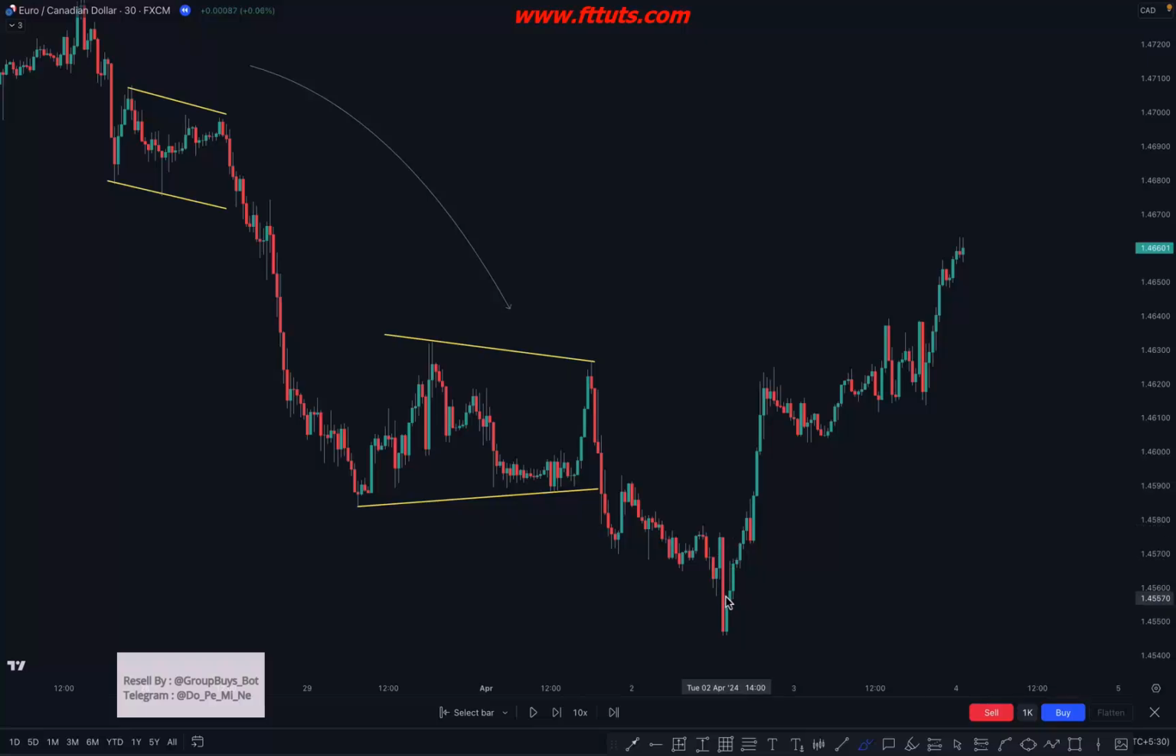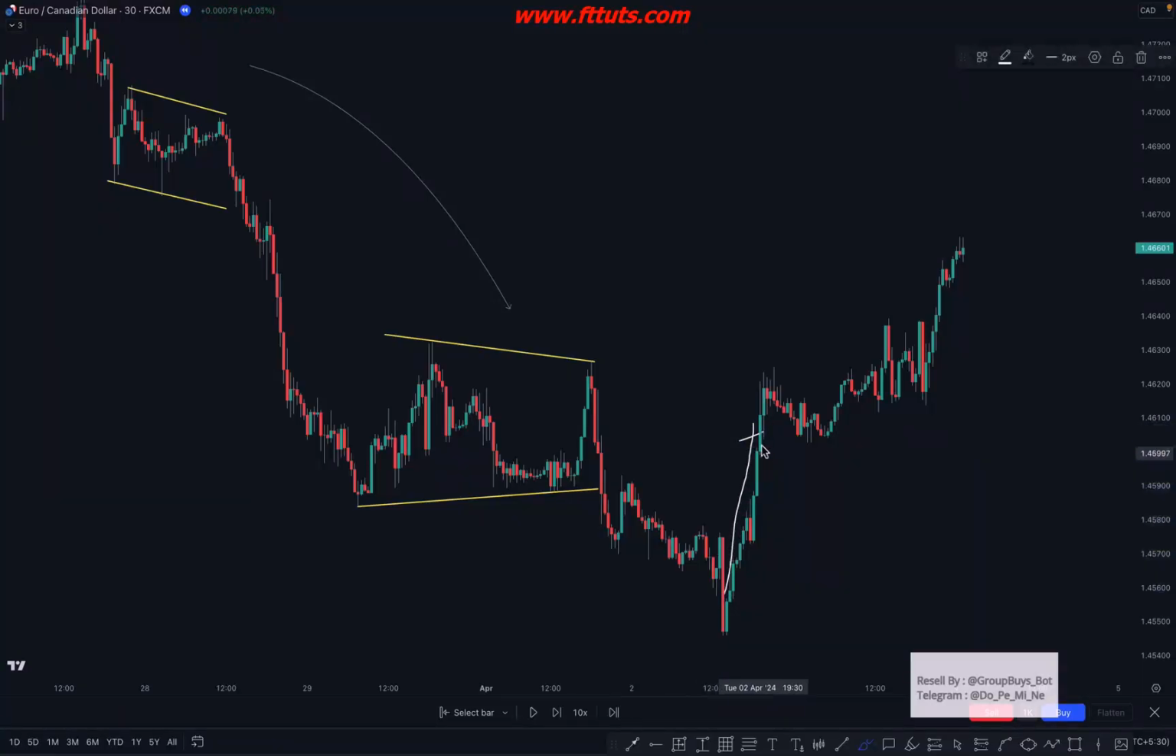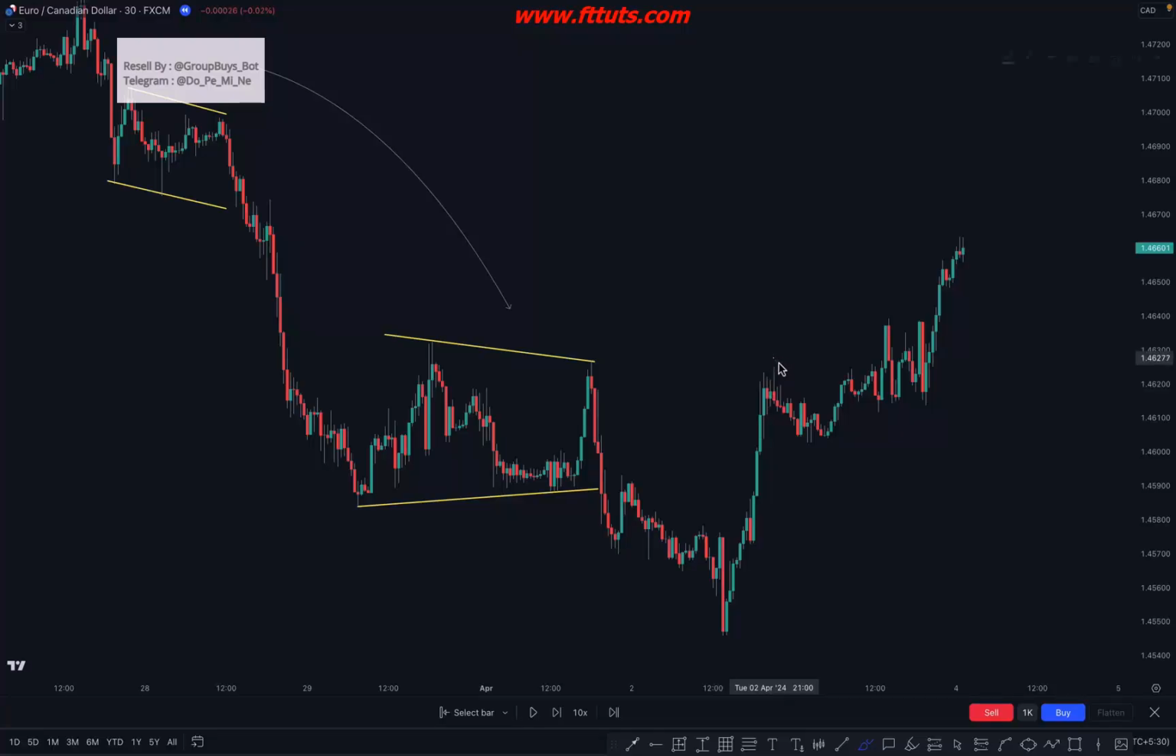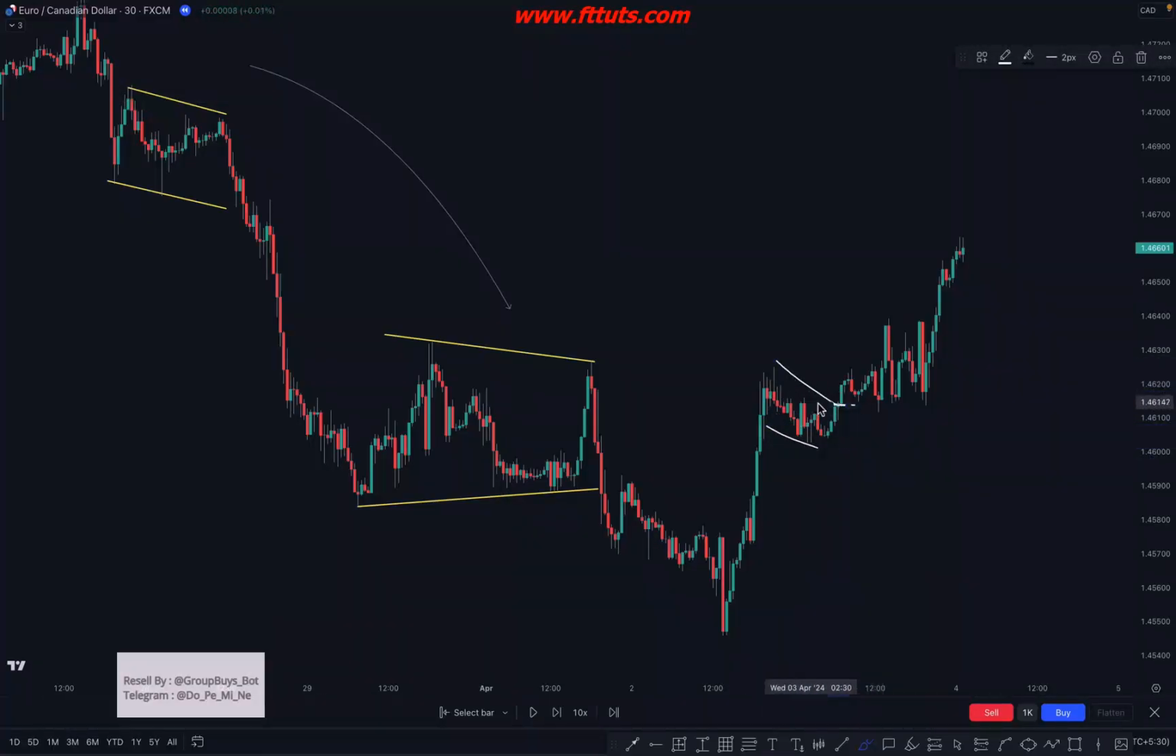After that, what happened here? The market pushed higher and created a strong move to the upside. So when the market creates a strong move to the upside, we are looking for a buy after it creates any continuation pattern. Here the market created this flag pattern. So we can buy here because this is a flag pattern.